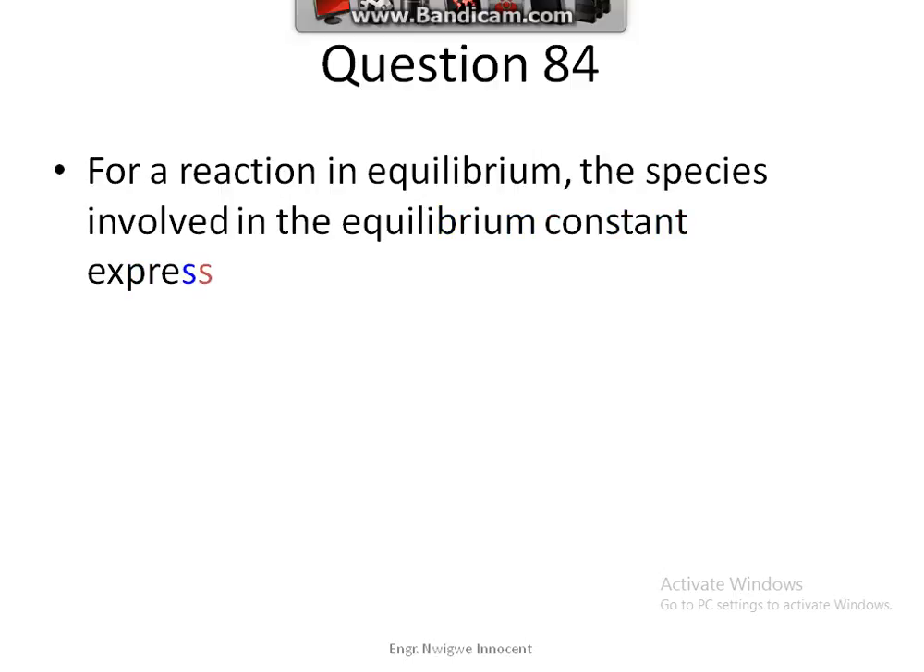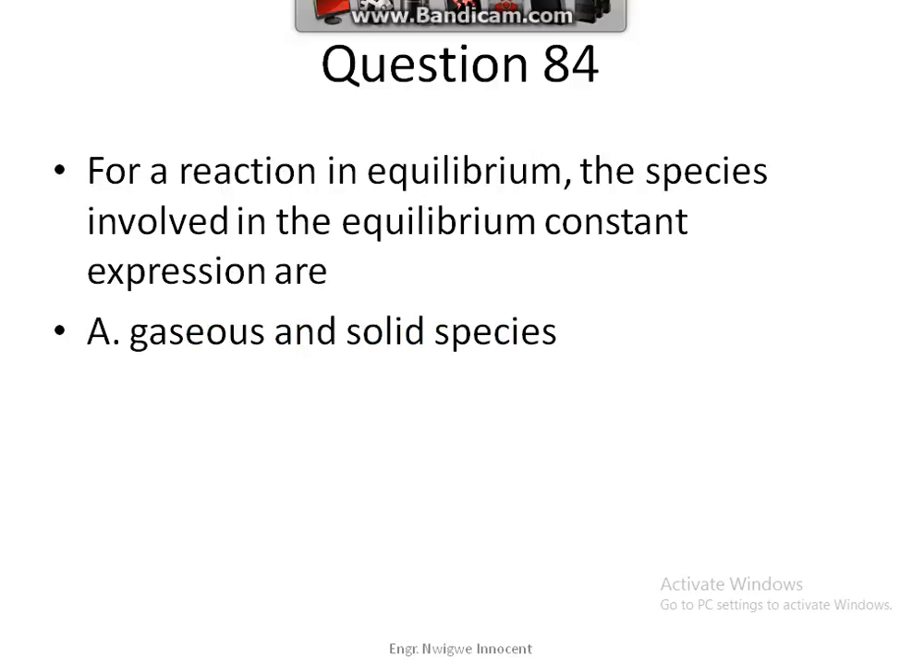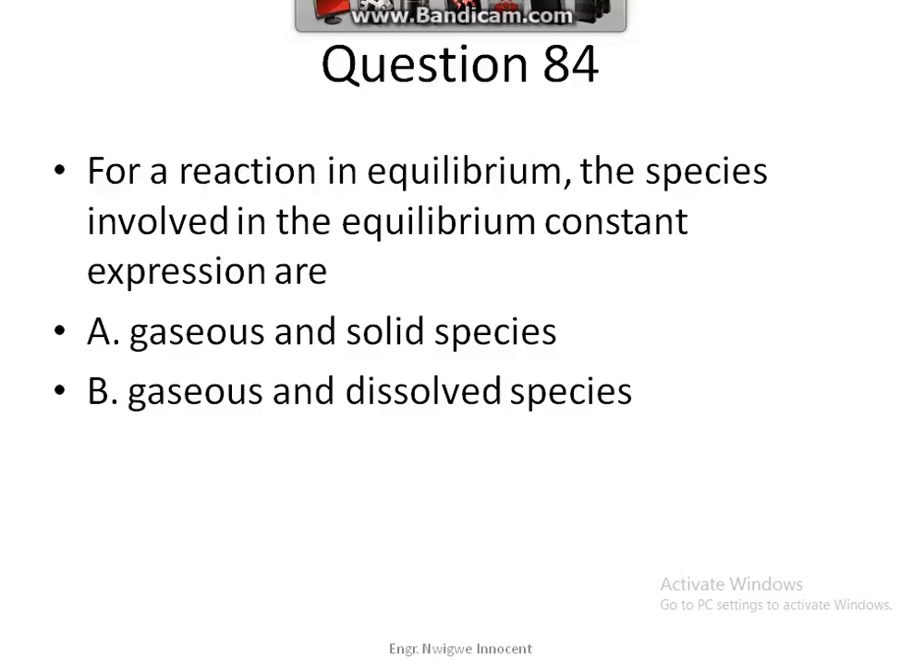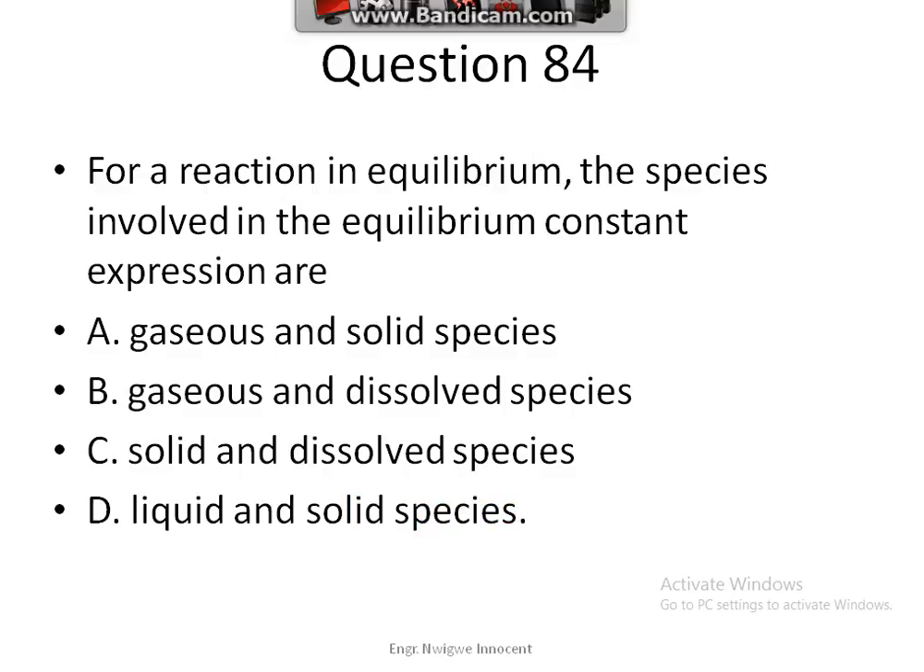Question 84. For a reaction in equilibrium, the species involved in the equilibrium constant expressions are: A. Gaseous and solid species, B. Gaseous and dissolved species, C. Solid and dissolved species, D. Liquid and solid species.